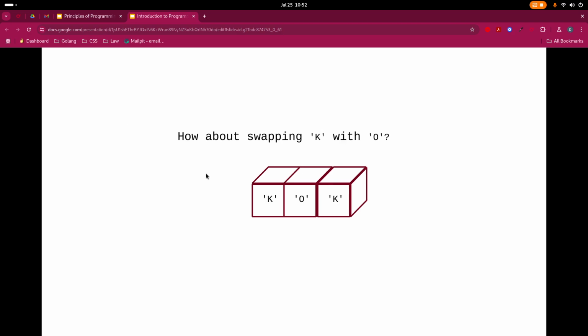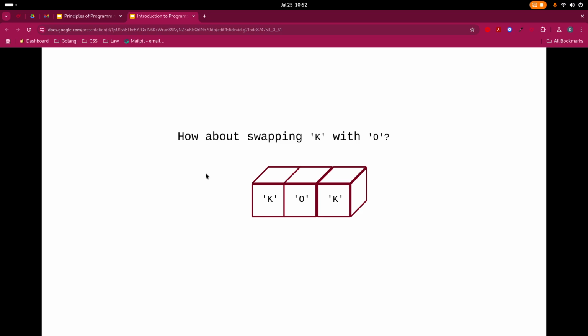Another question. How could we swap the K with the capital O? Now, I made this question intentionally vague because I'm hoping that you will be asking yourself, well, there are two K's. So which K am I talking about? Is it the K in the first box, or is it the K in the third box? We don't know. So my question is very vague.